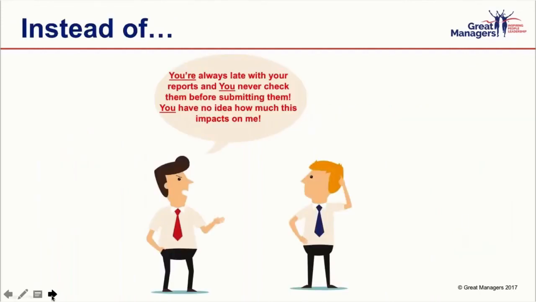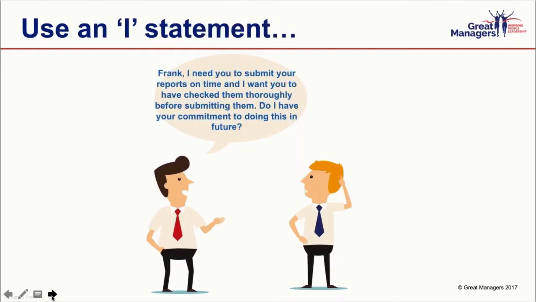Let's have a look at an example of what not to do. So if someone's submitting reports late, it's very easy to get angry, and you might say something like, you're always late with your reports and you never check them before submitting them. You have no idea how much this impacts on me. But once we've said those words, once they're out of our mouth, this is likely to escalate the situation quite quickly. So you want to practice these I statements so you can use an I statement instead.